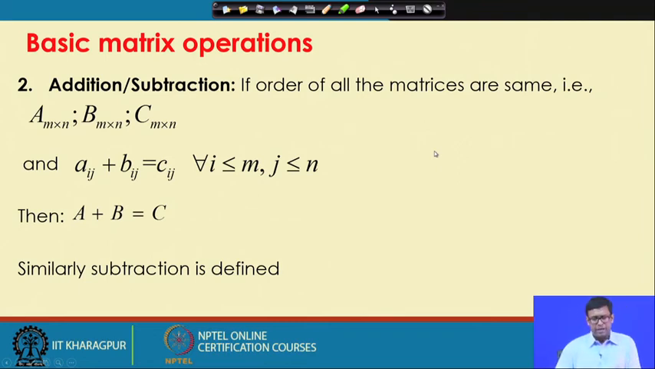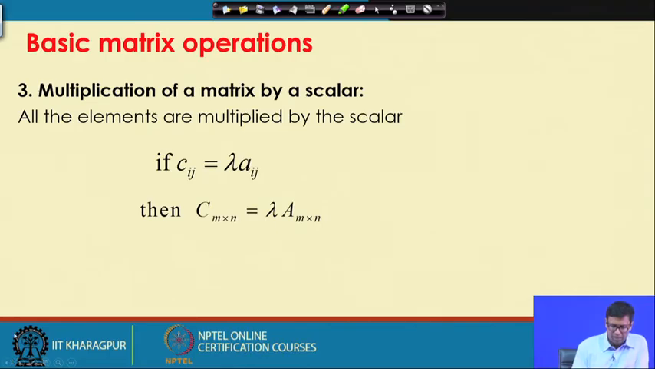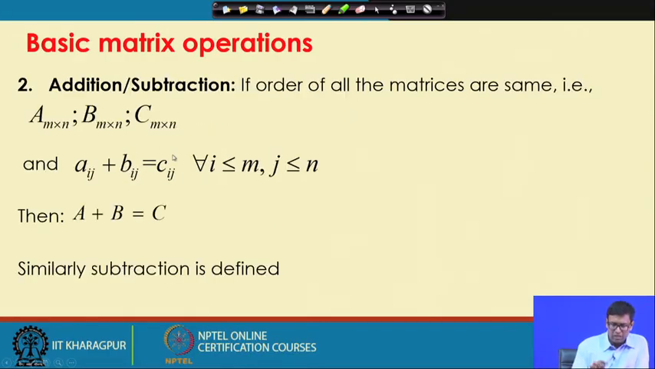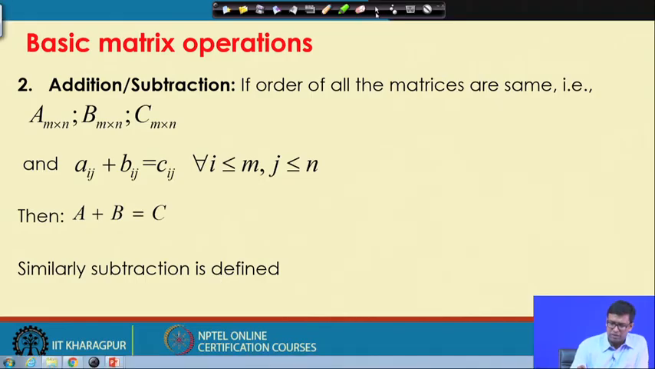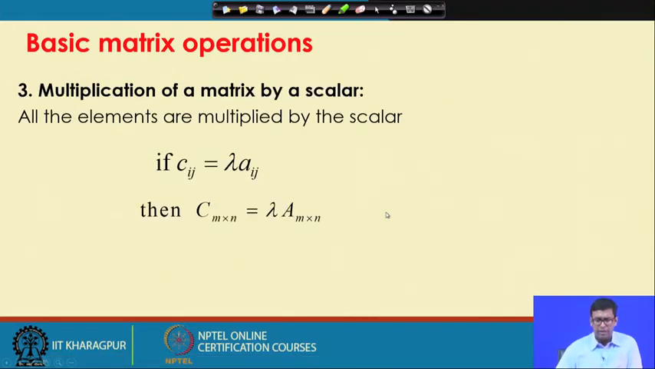Two matrices can be added and subtracted if they have the same order, and each ij index term of one matrix is added with the similar ij index term of the other matrix to give the resultant matrix. And we call A plus B is equal to C. Similarly, subtraction is also defined. If I multiply a matrix by a scalar, all the terms inside the matrix are multiplied by that scalar.